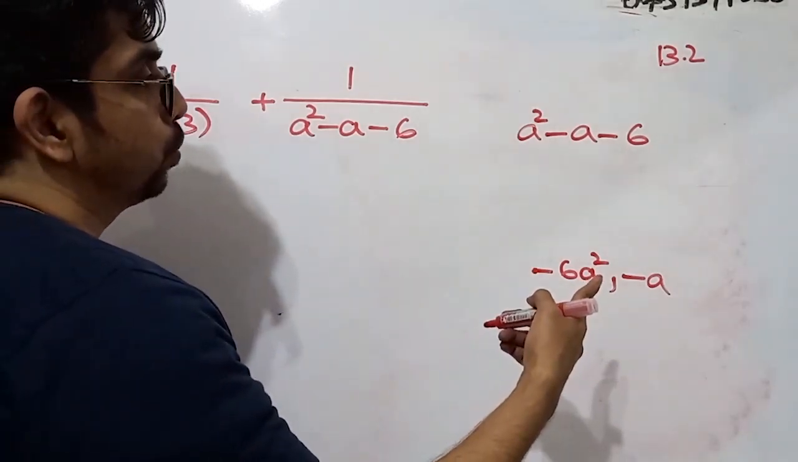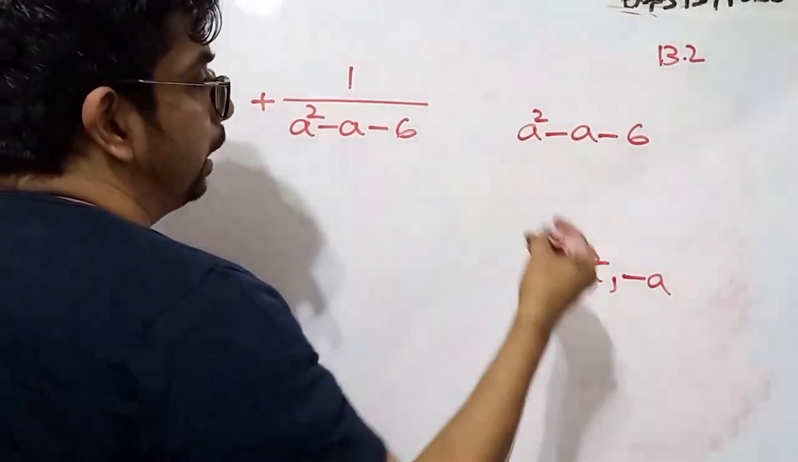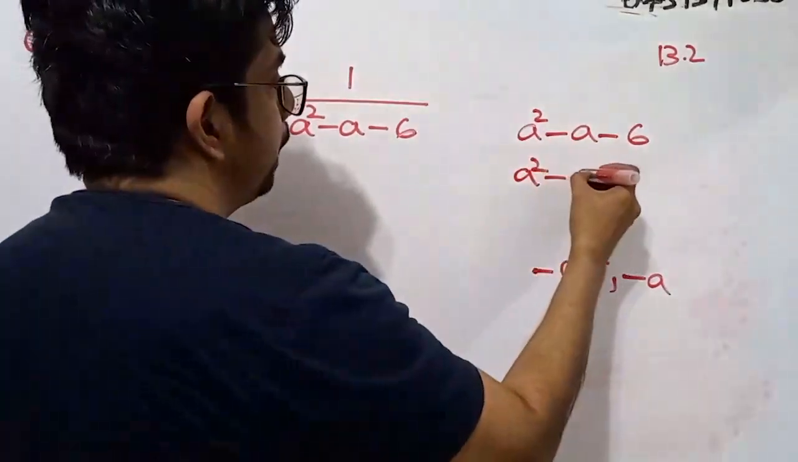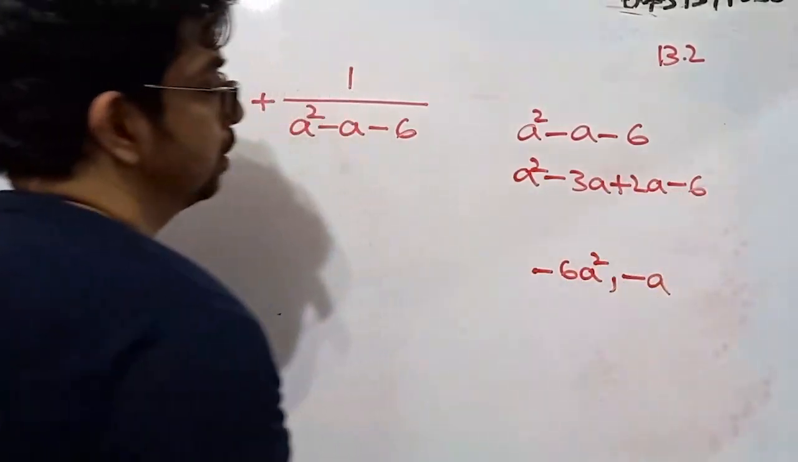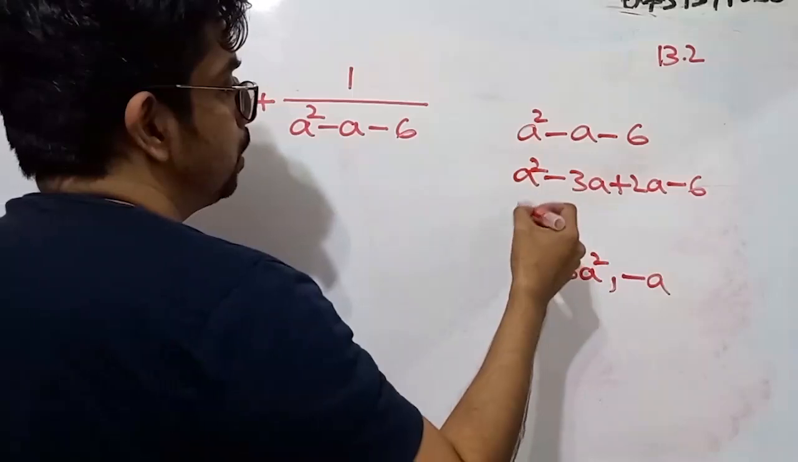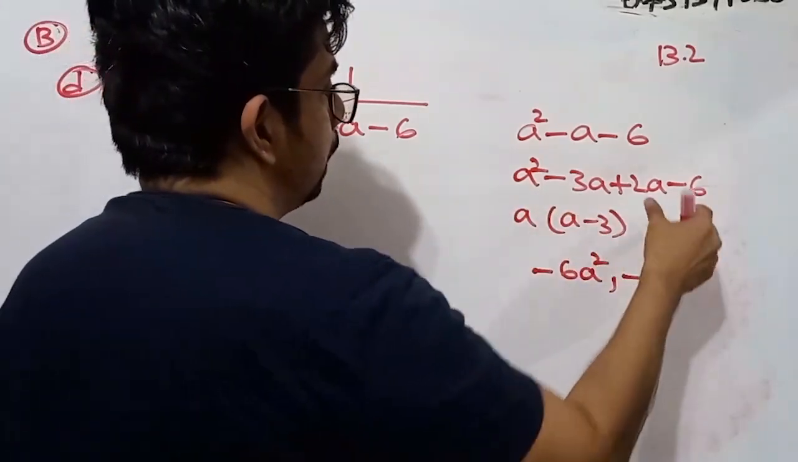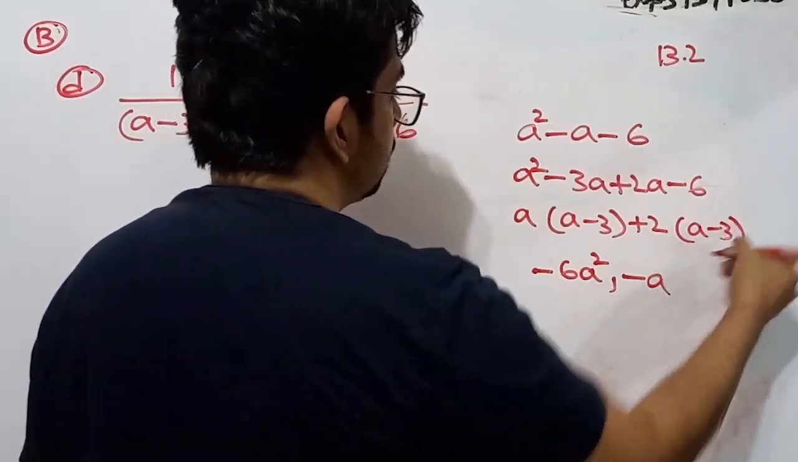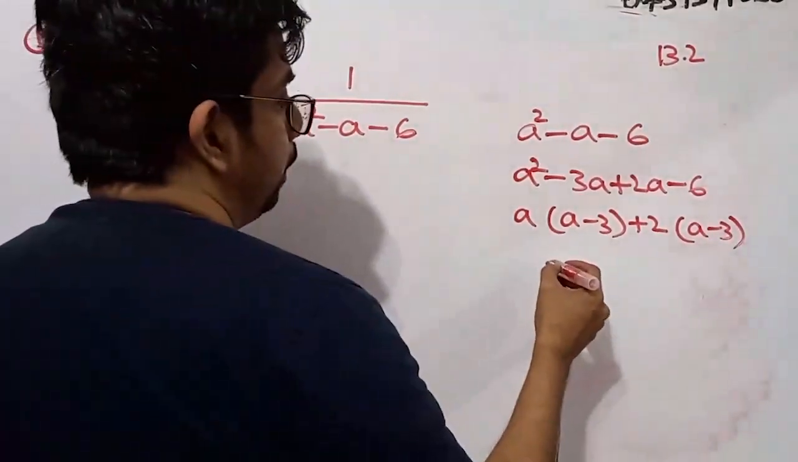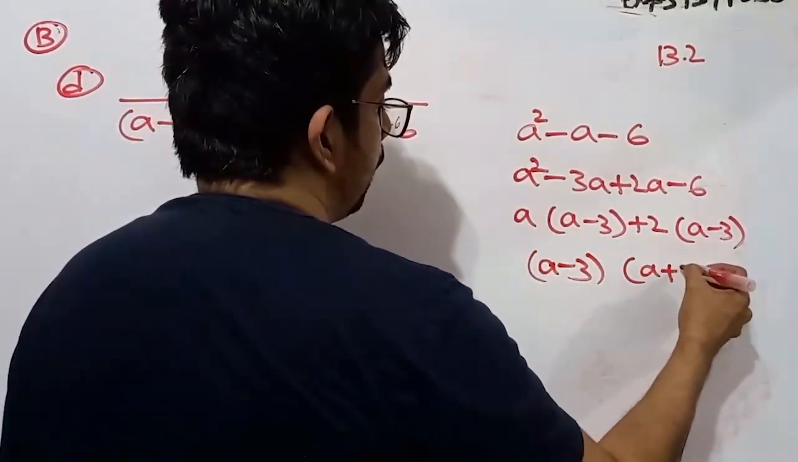Okay, 3 into 2. So the larger factor should be negative. So a squared minus 3a plus 2a minus 6. Okay. Consider these two terms. Common factor will be a. What goes inside? A minus 3. Consider these two terms. Common factor will be 2. What goes inside? A minus 3. Okay. Then what do we have? A minus 3 and a plus 2.